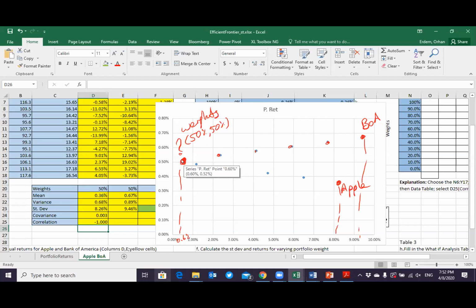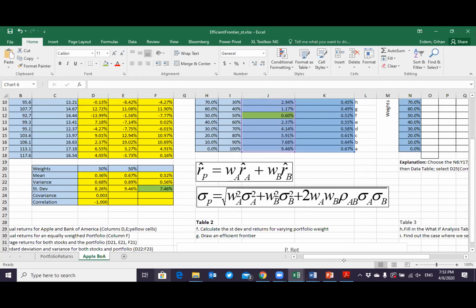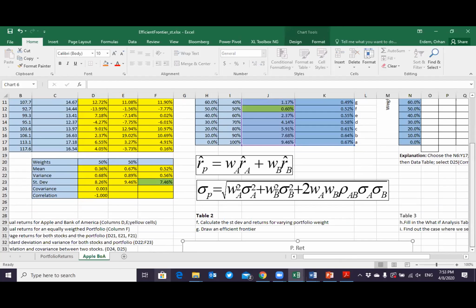So the bottom line is this. If you want to invest in two stocks and you want to decrease the risk, find two stocks which have the lowest correlation possible, okay? This whole example shows you that the lower the correlation, the lower the risk of the portfolio. That's the bottom line. Okay, so let's keep it somewhere. And I will show you one last thing before I proceed.